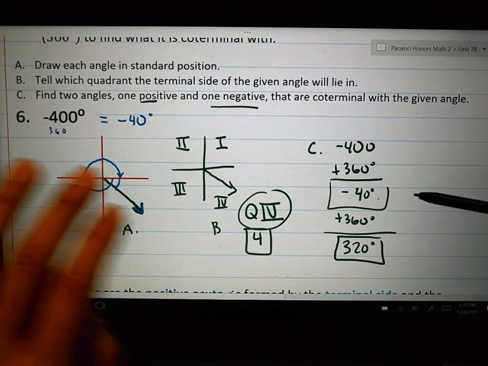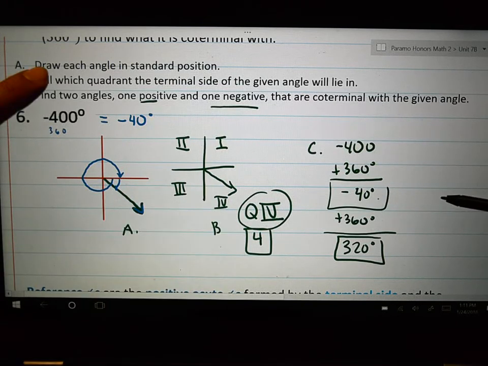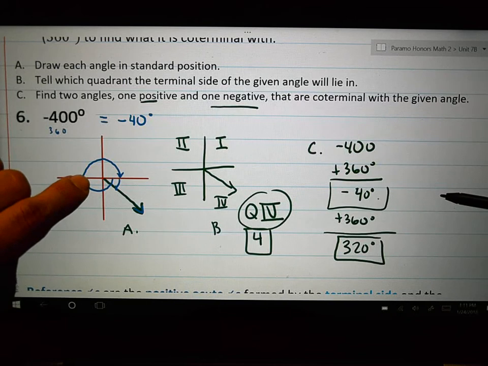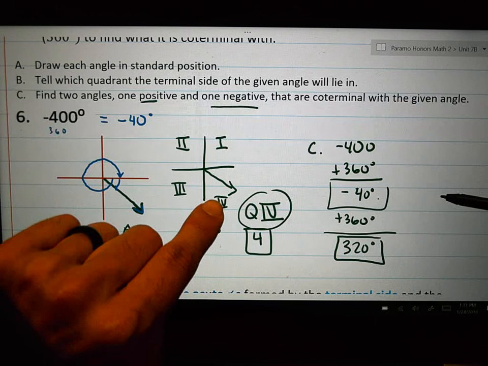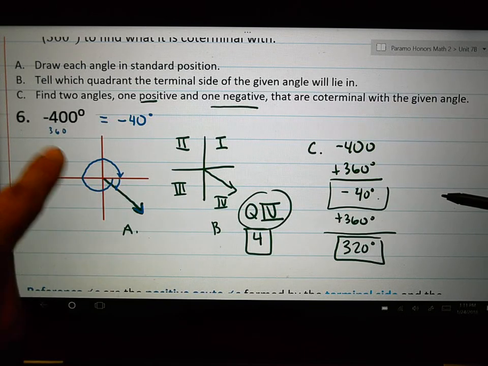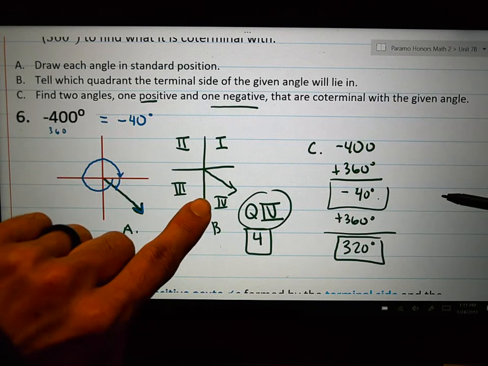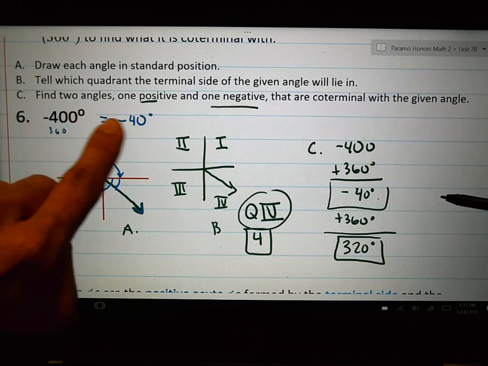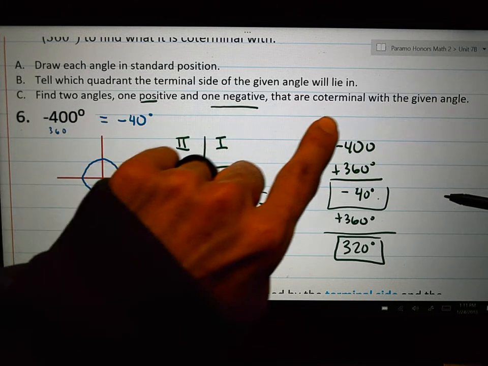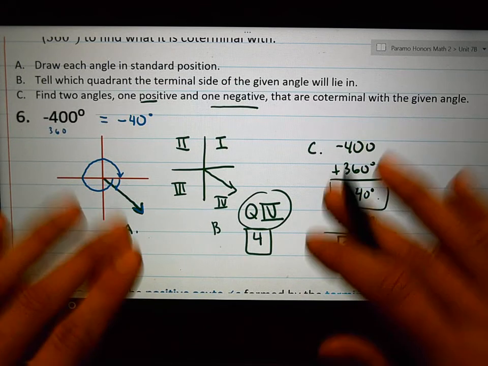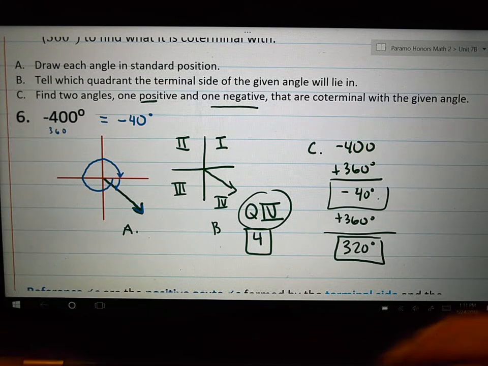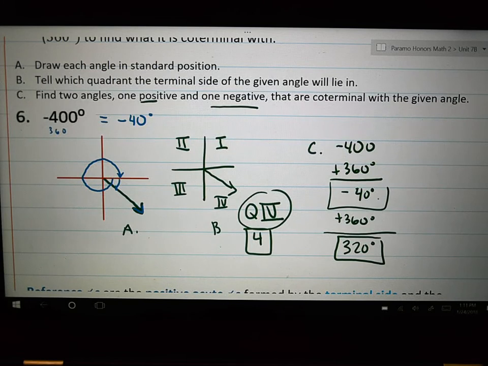We've answered 3 questions. We drew the angle in standard position. We could tell what quadrant it is in after we figured out, after taking off that extra revolution, where it is. And then we found an angle, a positive one, a negative one, that's coterminal with that. I'm hoping that if you understand how to do this, you'll be able to answer like the first 12 questions or so on the worksheet.